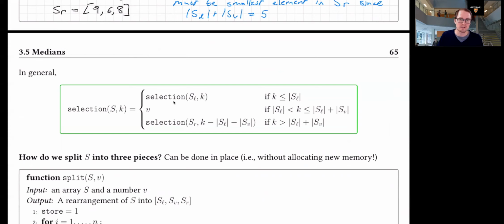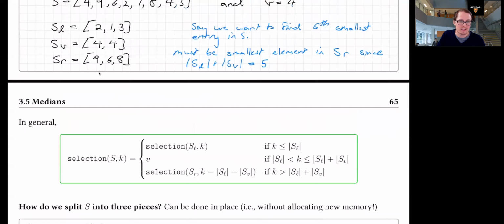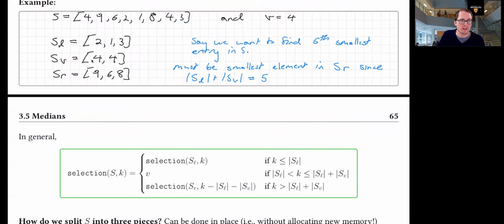They're not necessarily sorted. If K is less than or equal to the length of S left, then we just search for the kth smallest element in S left. If K is bigger than the number of elements in S left, but it's smaller than the number of elements in S left plus SV, so for example, in this example, if we were trying to find the 4th or the 5th smallest element, then we would just return V because we know it has to lie in SV.